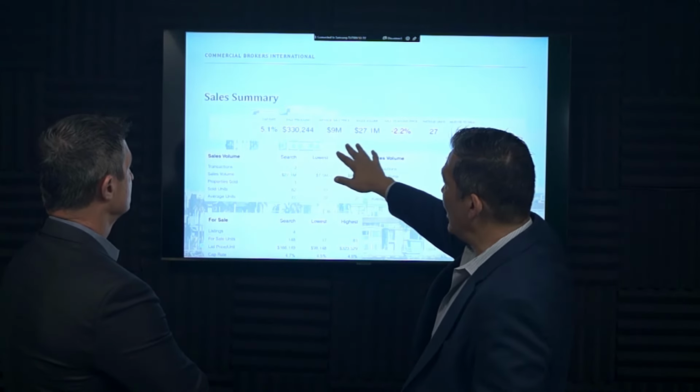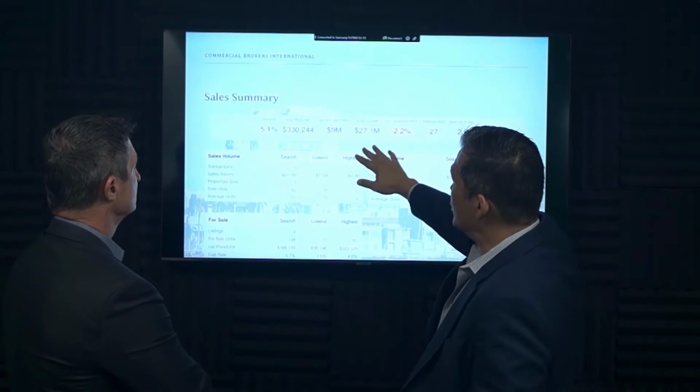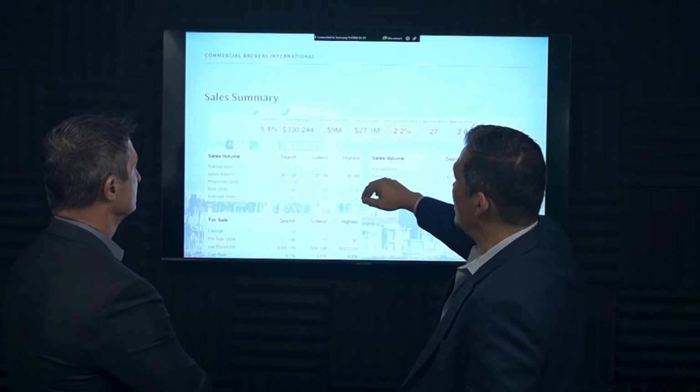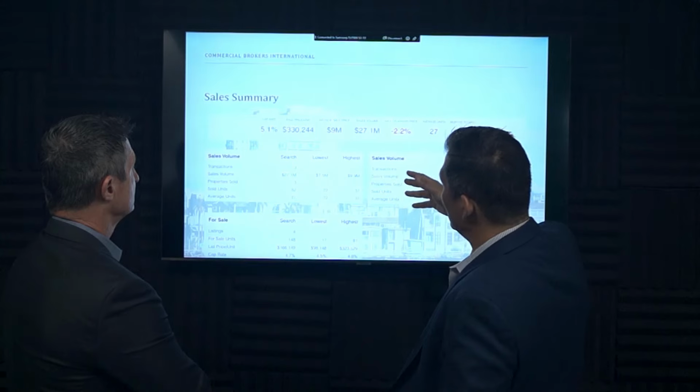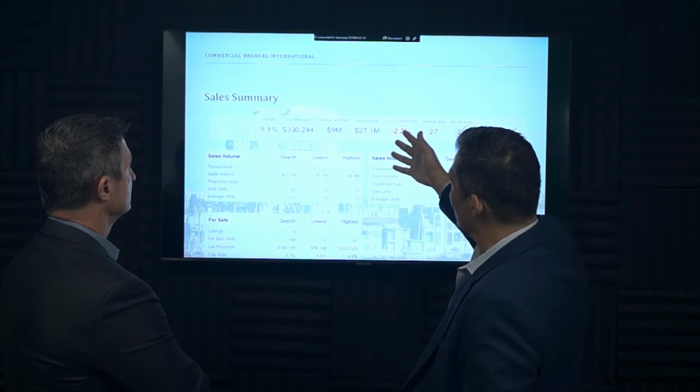But you'll see all the comp sets here. You have a 5.1 cap rate on average. Average sales price is $9 million in this neighborhood, in this area. Total sales volume of $27 million within the last year. There's only been 3 sales.